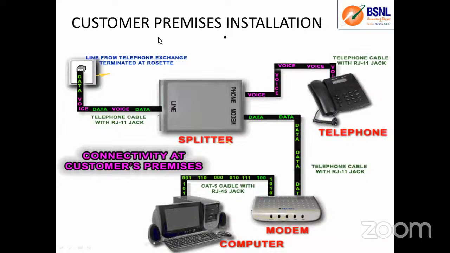This is the customer premise installation overview. This is the data cable we get from the DSLAM, and from it this is the splitter. From the splitter, two lines are split separately: one for the telephone line and one for broadband access through a modem. From the modem, we connect the broadband line to a system or laptop. In the customer premise installation, we have a splitter along with a telephone device, a modem and a system.